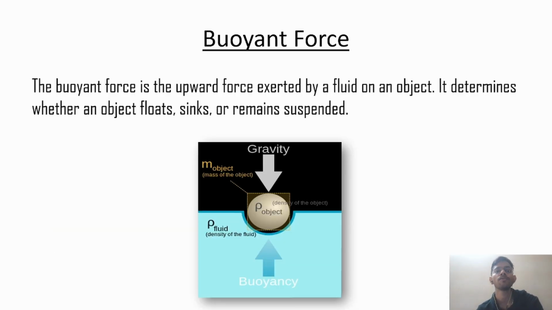Now we come to the buoyant force. The buoyant force is known as the upward force exerted by a fluid on an object. When we sink an object in the water, the object experiences the upward force exerted by the fluid. That is called the buoyant force. It determines whether an object floats, sinks, or remains suspended. The picture clearly shows the buoyant force in the fluid, where gravity also acts on the object, and the fluid exerts a buoyant force.